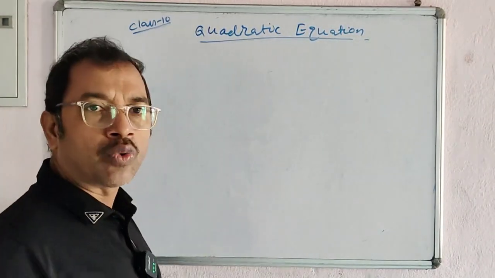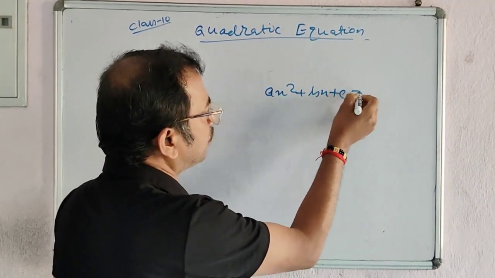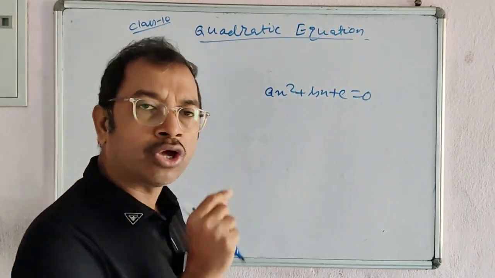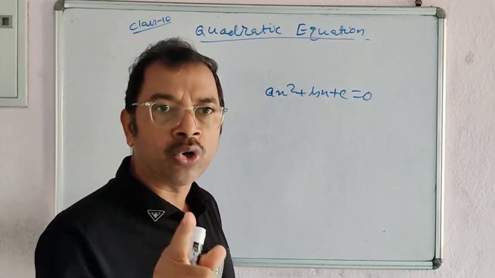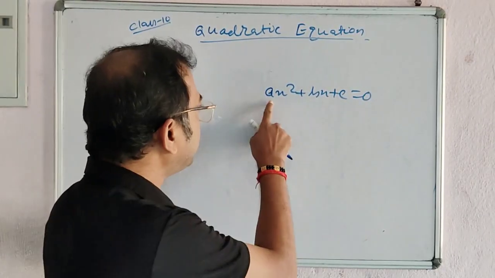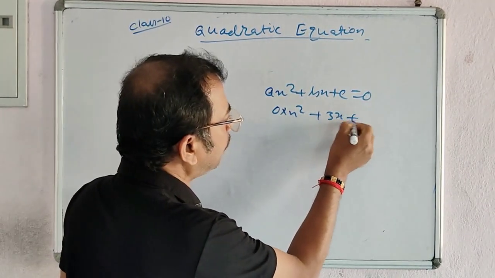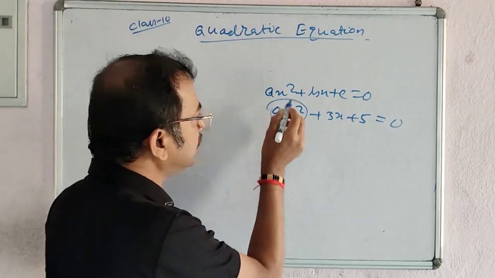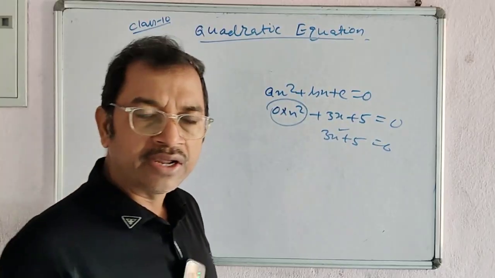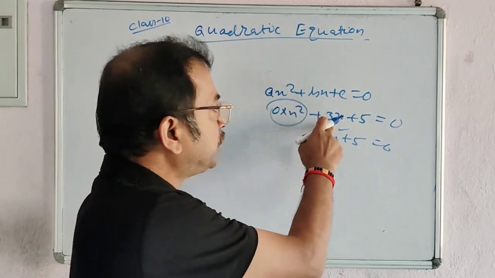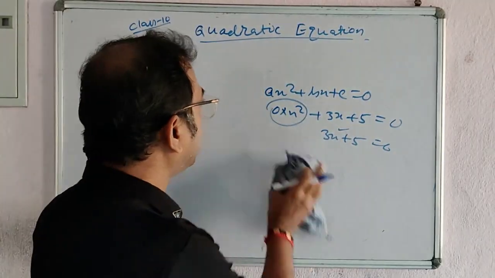So the standard form of the quadratic equation is ax square plus bx plus c equal to 0, where a should not be 0. If a equal to 0, it's no more a quadratic equation. Suppose a equal to 0, then 0 into x square plus 3x plus 5 equal to 0. So this would be 0, and only 3x plus 5 equal to 0 remains. So it is a linear equation. So a should not be 0. b may be 0, c may be 0, but a should not be 0. So it is a quadratic equation.